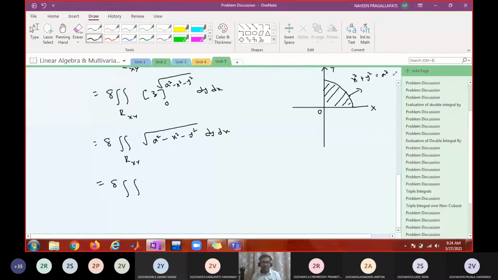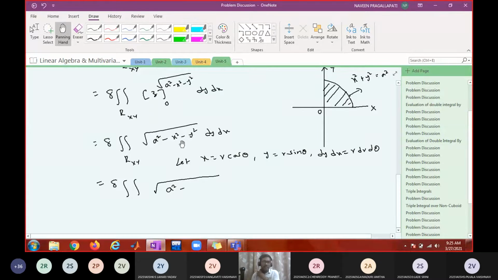Polar. Okay, so you take x equal to r cos theta, y equal to r sin theta, dy dx is equal to r dr d theta. Then this becomes root of a square minus, what is x square plus y square? X equal to r cos theta, y equal to r sin theta means x square plus y square becomes r square. And dy dx is r dr d theta.